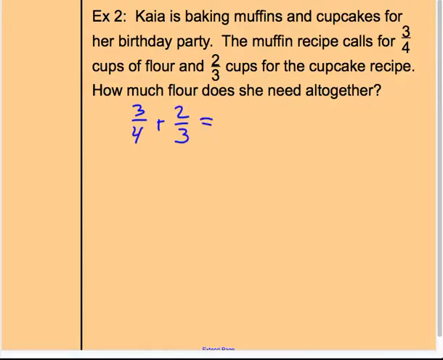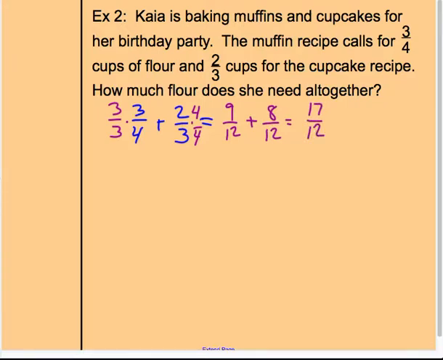Alright, so again, finding our common denominator. 4 and 3 both go into 12. 3 times 3 gives me 9. 3 times 4 gives me 12. 2 times 4 gives me 8. So I need 17/12 cups of flour.